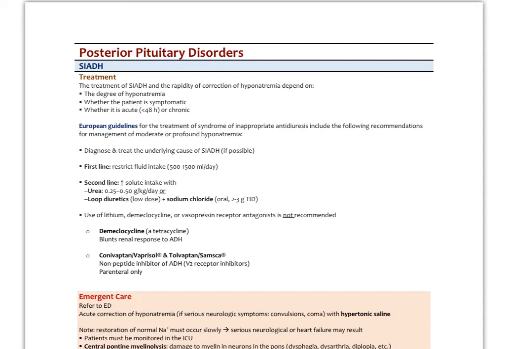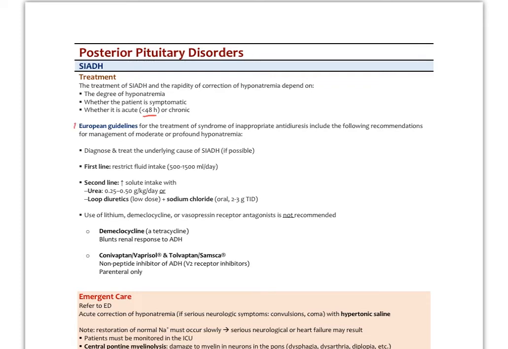So treatment of SIADH, really, how rapidly you correct the hyponatremia depends on a lot of factors: the degree of hyponatremia, whether the patient has any neurological symptoms, and whether it's acute or chronic. Generally, less than 24 hours is the acuity. Some sources say less than 48 hours, so you'll see both of those in different resources.